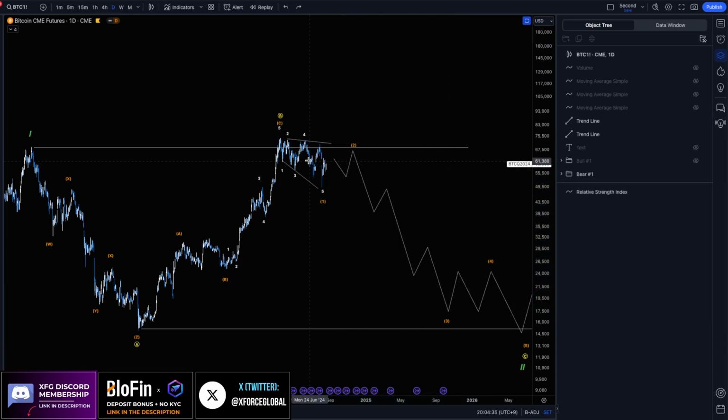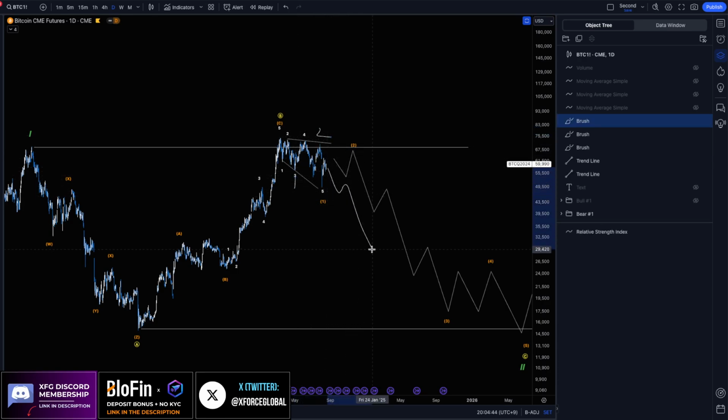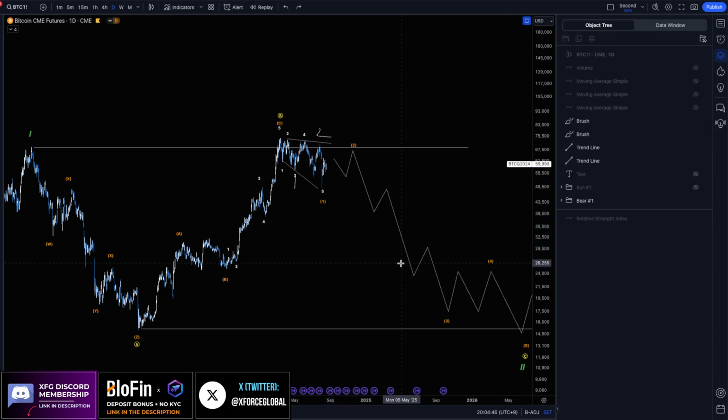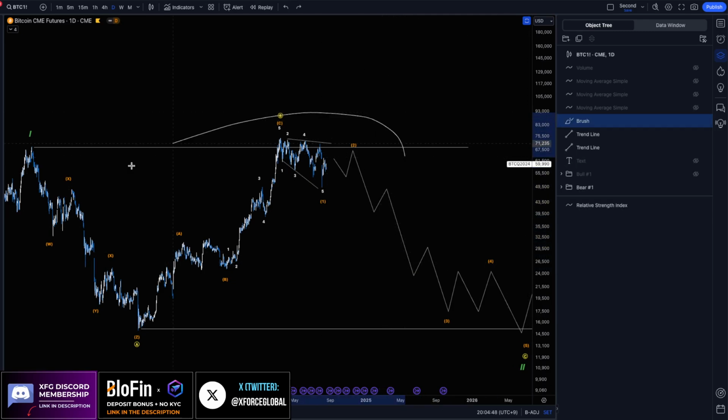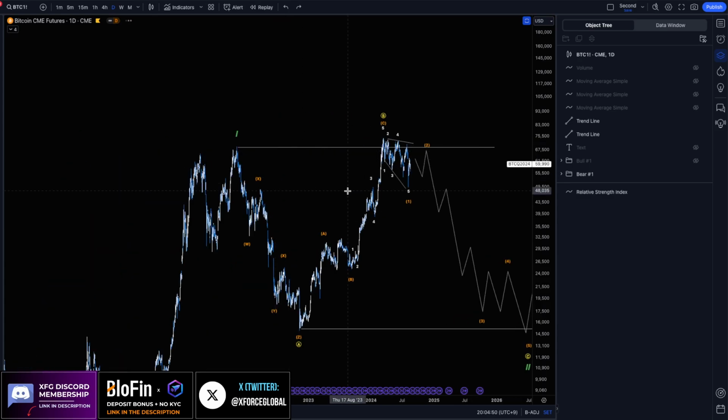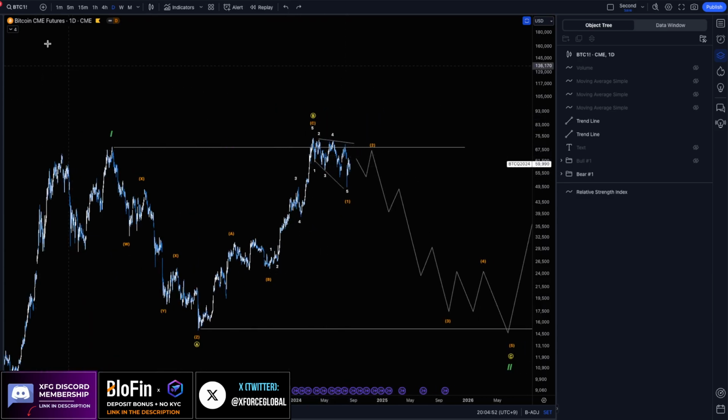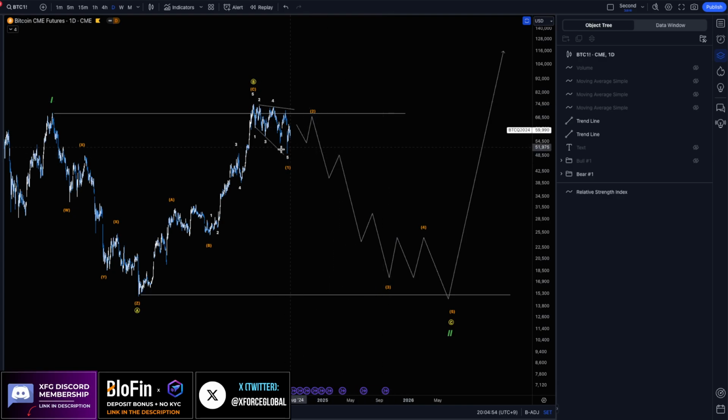in the intermediate degree. We can alternatively label this as a possible 1-2 instead of that AB that we originally had, and if we label this as a 1-2, this is going to be happening much faster and quicker to the downside than we're originally anticipating. So if that's the case, this idea is still on my radar, and we're going to be monitoring the situation going forward, especially if we break this possible low over here.